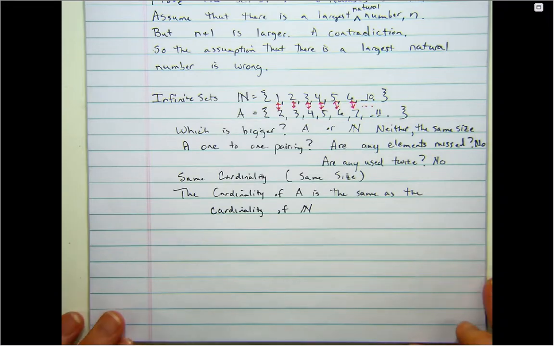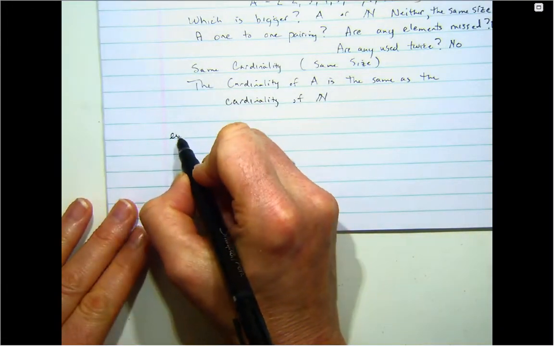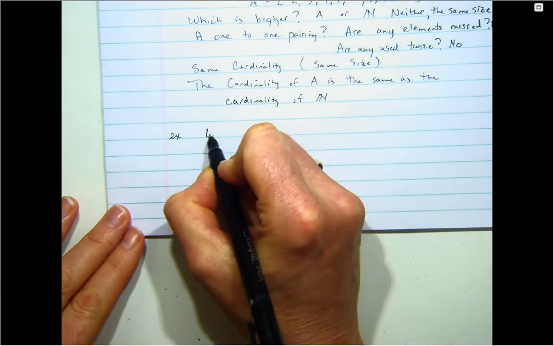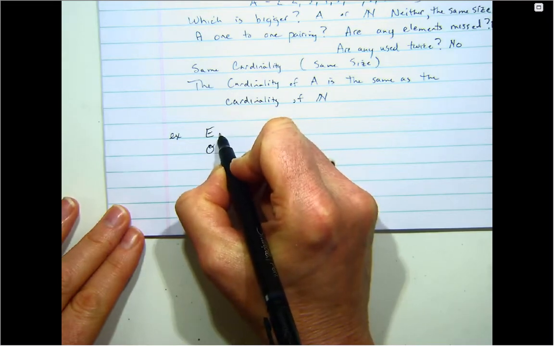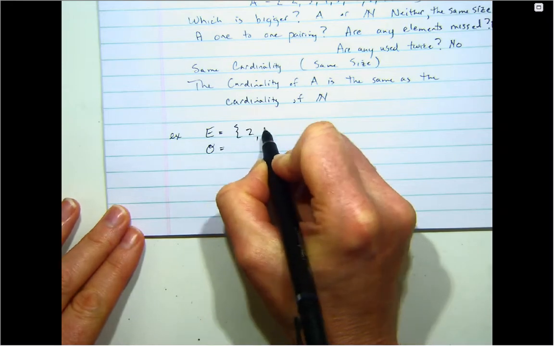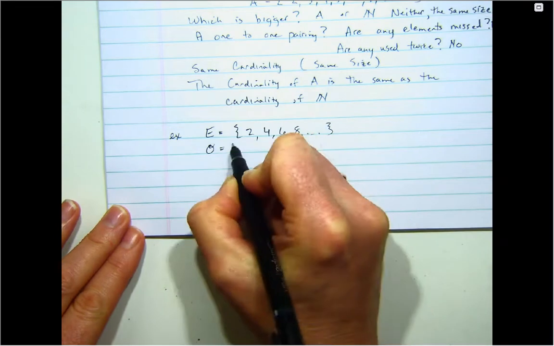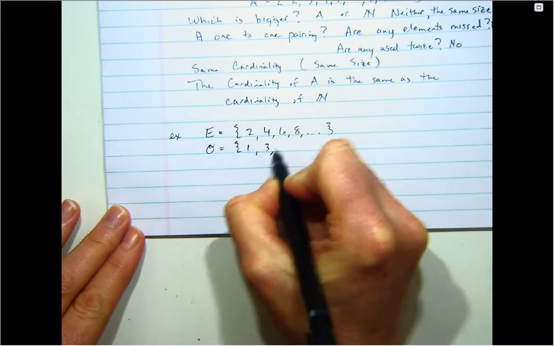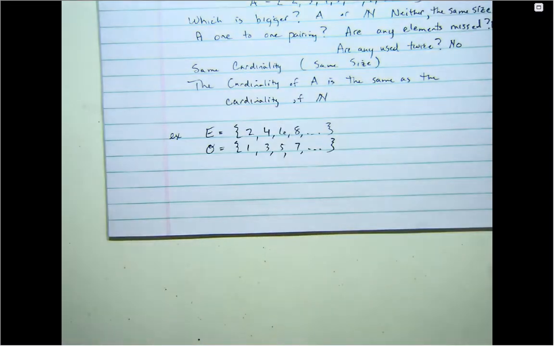Let's try another set. Let's compare two sets. Call them evens and odds. And guess what they'll be? Evens, 2, 4, 6, 8, dot, dot, dot. And odds, 1, 3, 5, 7, dot, dot, dot. Okay, evens and odds.